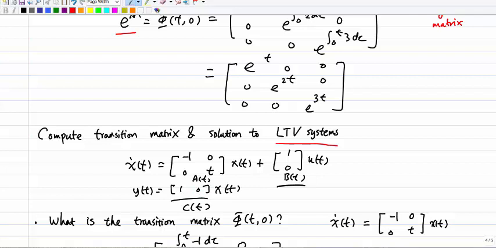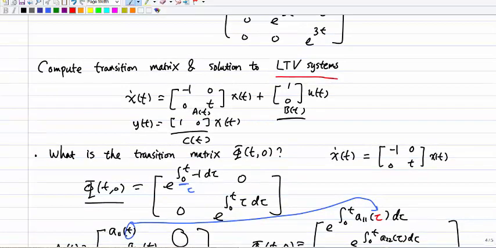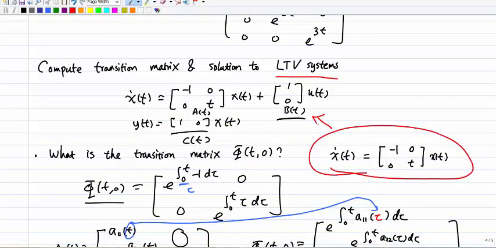First question: what is the transition matrix Phi(t, 0)? Of course, when we talk about the transition matrix, we're not talking about the original system. Remember, you can check my notes. The transition matrix talks about x dot(t) equals A(t) x(t). That's my transition matrix.